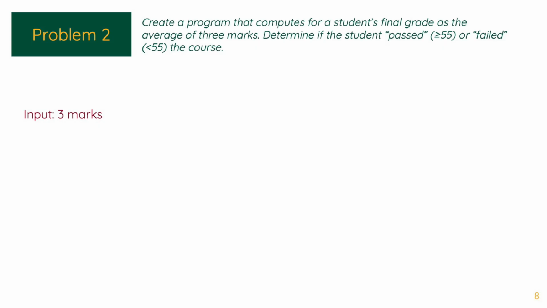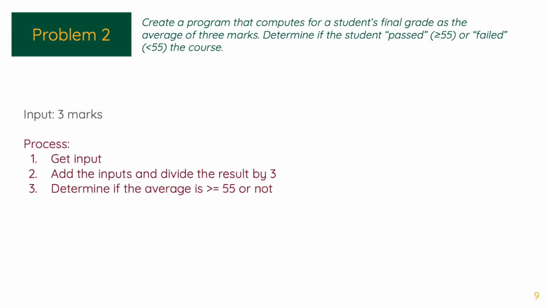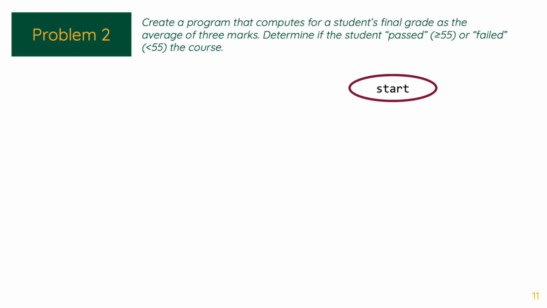For this problem, the inputs are the 3 marks given by the user. Our algorithm will follow this process: get inputs from the user, get the average by computing the sum of the inputs and dividing it by 3, then determine if the average is greater than or equal to 55 or not. Then the output is a string, passed or failed. Here's the pseudocode and the flowchart for this problem.